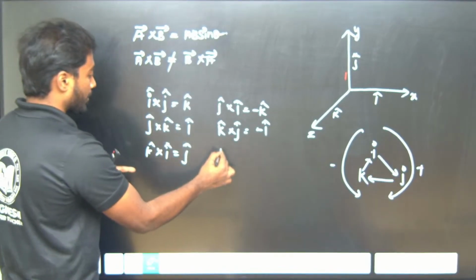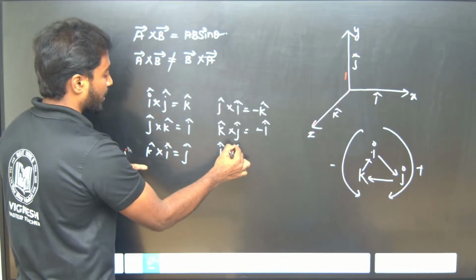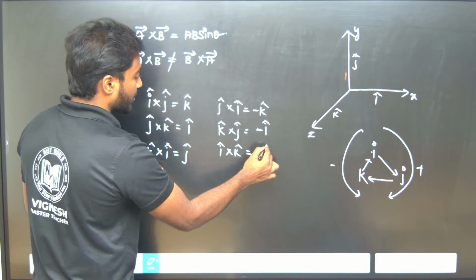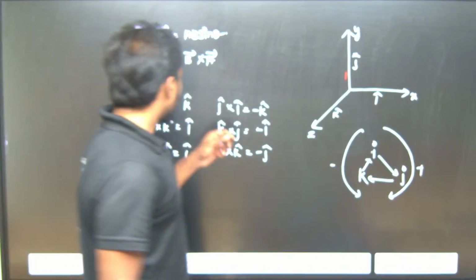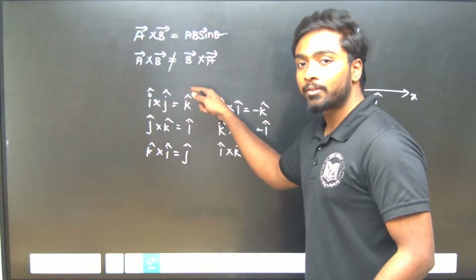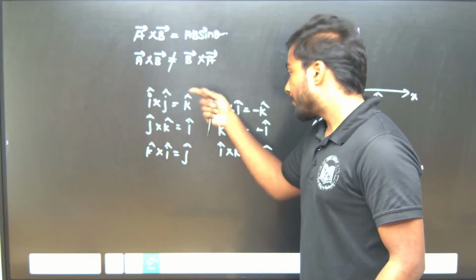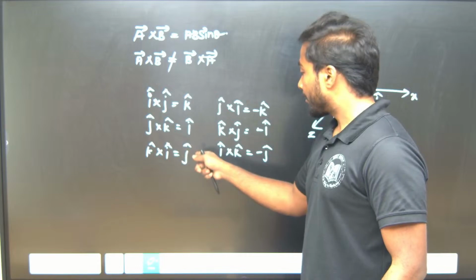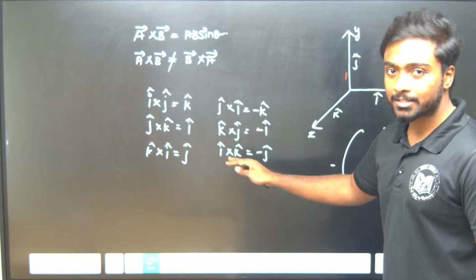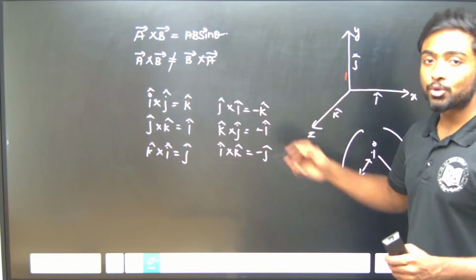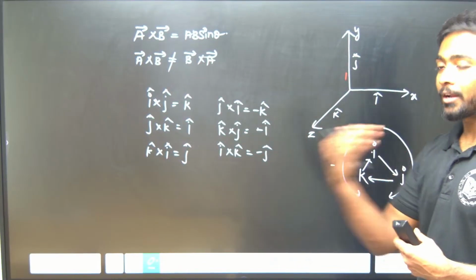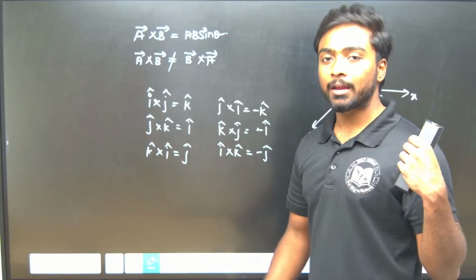Next, i cap cross k cap will give minus j cap. One more thing I can easily understand is that ijk is the pattern, right? If ij is there, the remaining will be k. If jk is there, the remaining will be i. If ki is there, the remaining will be j. That is how I can understand this, and only the sign I should get right. If I am going forward, it will be positive. If I am going back, it will be negative.